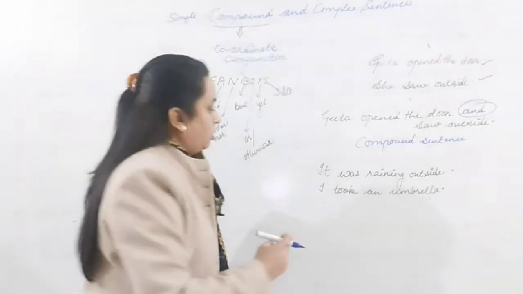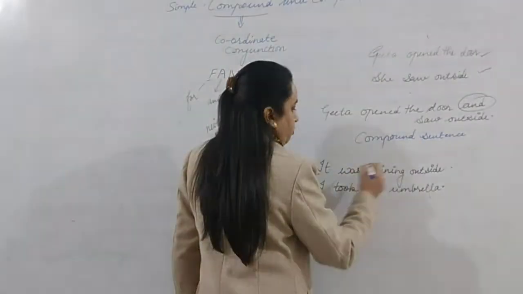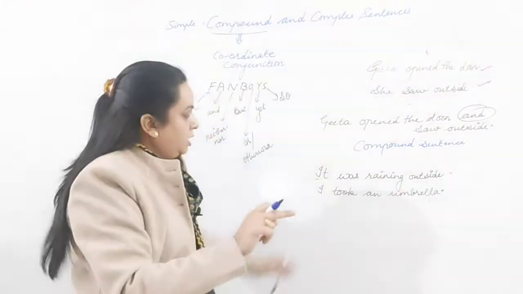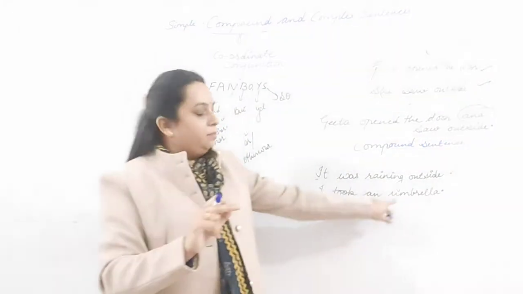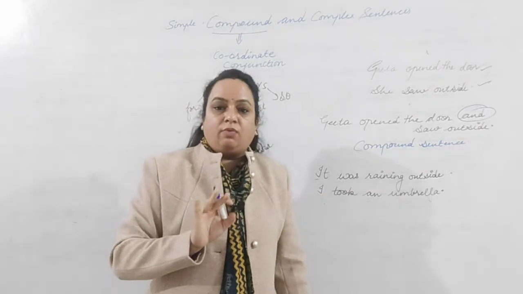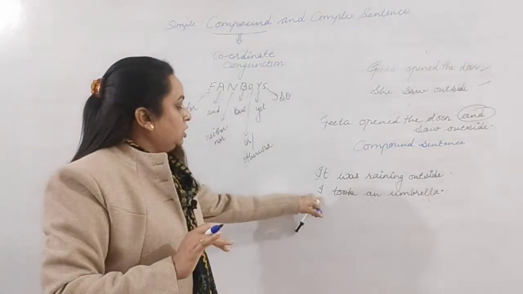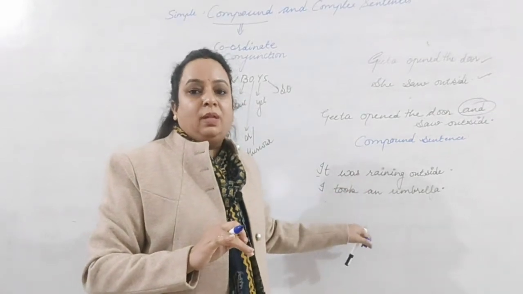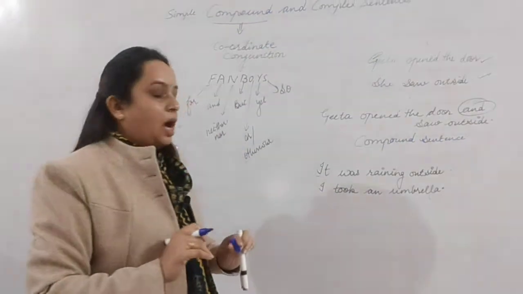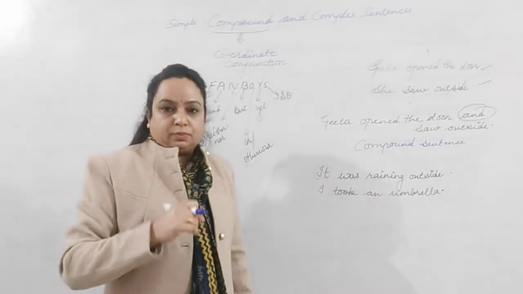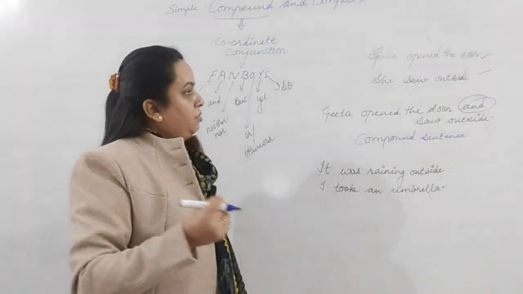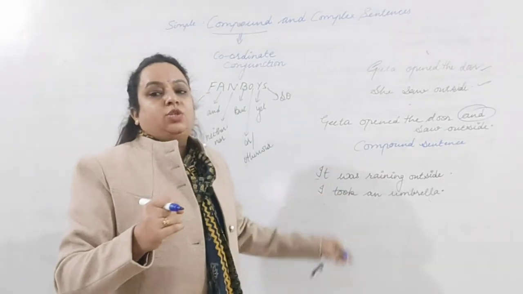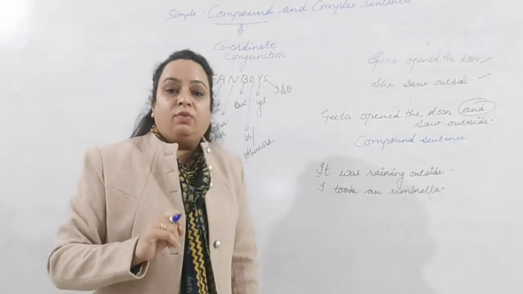Because it was raining outside has only one subject and one verb, right? And this also, I took an umbrella, is a main clause type, so this has one subject and one verb. Both of the sentences are of the simple sentence category. Now if we want to join them, right, and we want to transform both of the sentences into a compound sentence, what do we have to do?